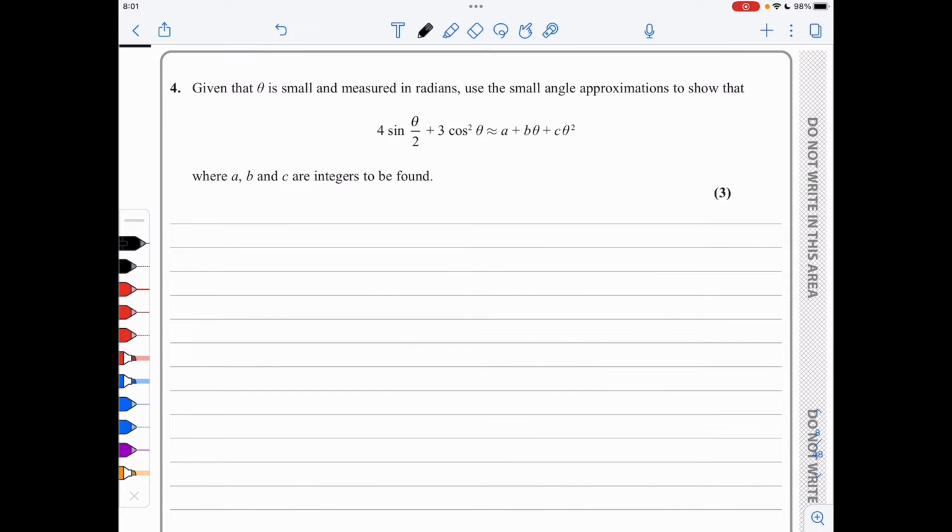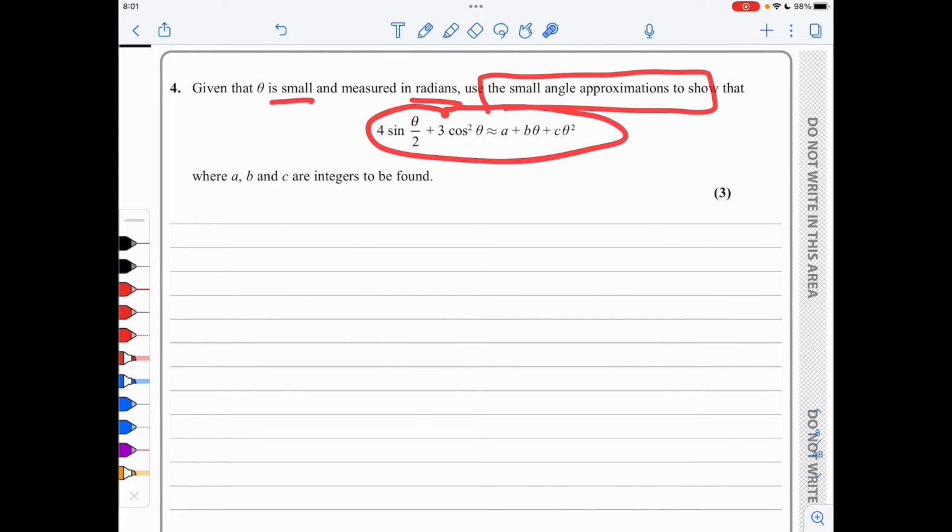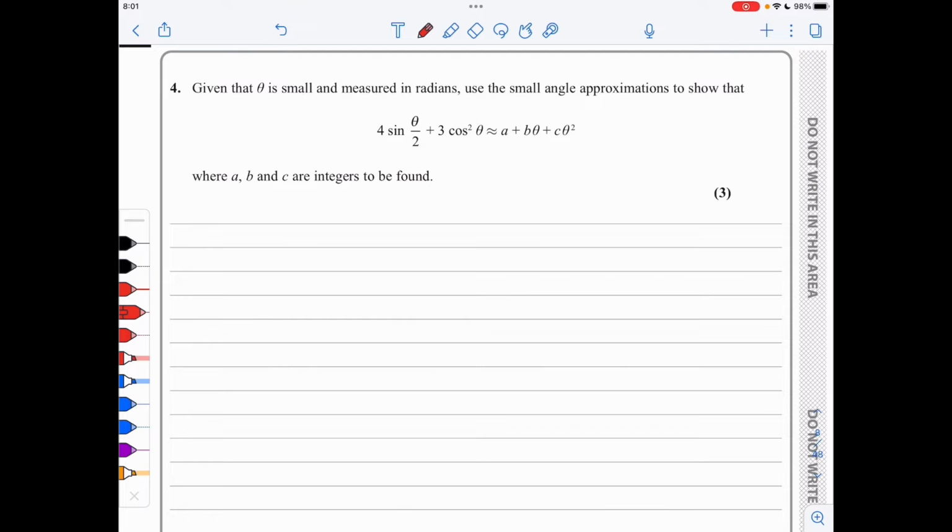Question 4, we are being given that theta is small and measured in radians, and we need to use the small angle approximations to show that this is true, finding the values for integers a, b, and c. Now we know that in the formula sheet, we are told that if theta is small and measured in radians, then sine of theta is approximately theta, and cos theta is approximately 1 minus theta squared over 2.